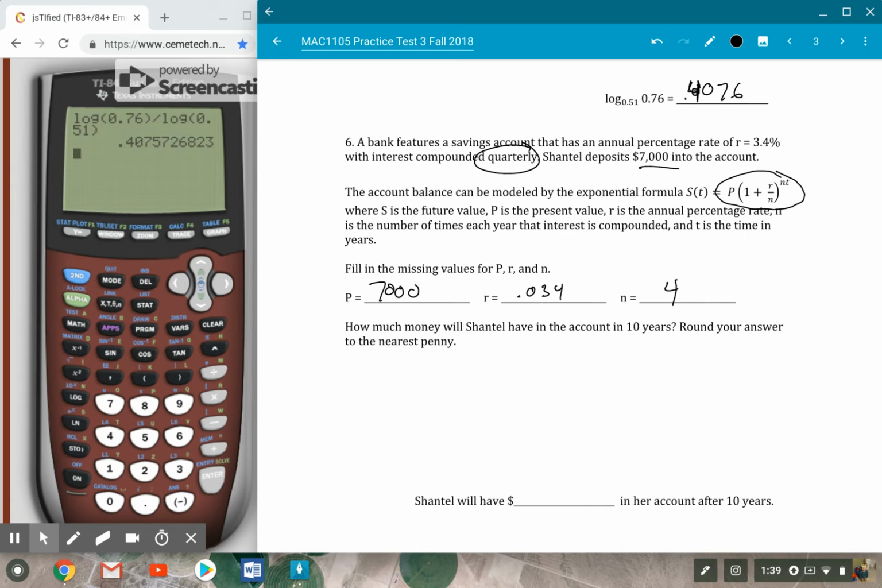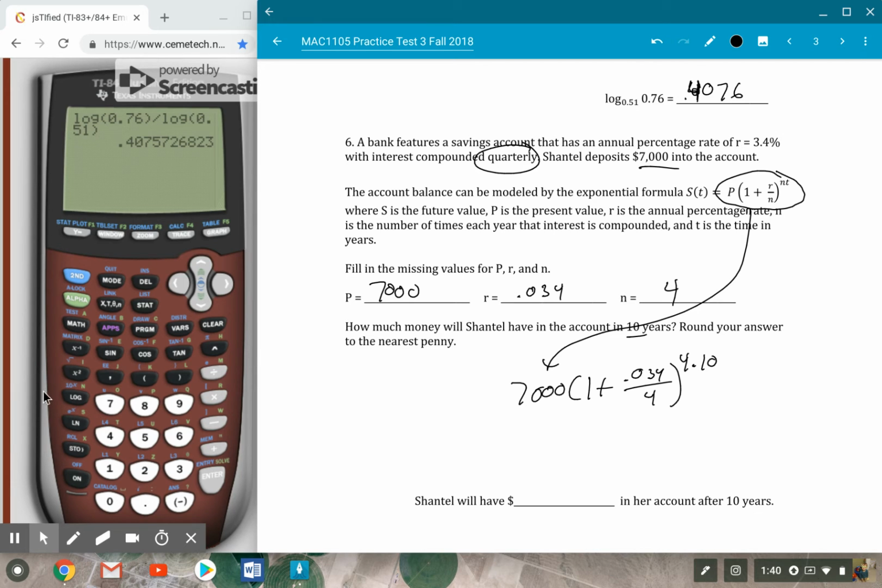So how much money will Chantel have in the account in 10 years? Round your answer to the nearest penny. So I'm just going to plug into this formula right here. Again, that P is 7,000, times 1 plus R, which was 0.034, divided by that N of 4, to the N times T. So 4 times 10 because we're dealing with 10 years.